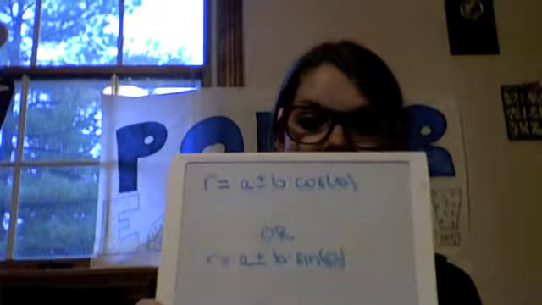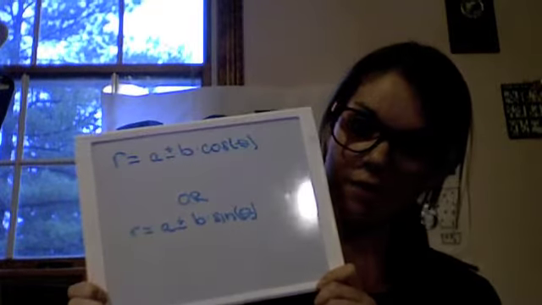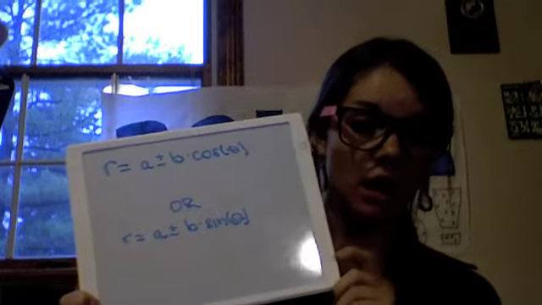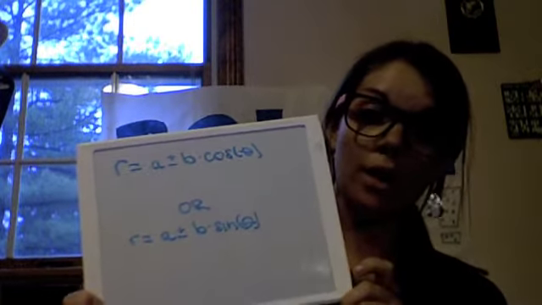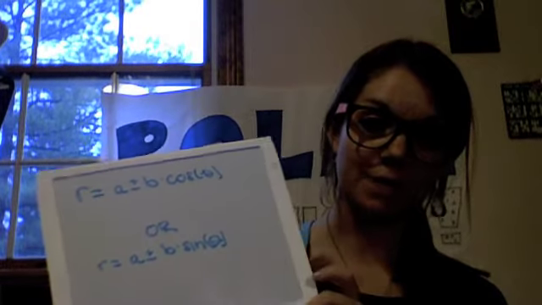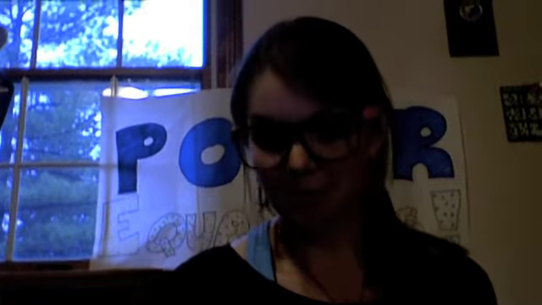Alright, so that was super fun, and now we're going to move on to limacons, right? And so these are the two basic equations that you're going to need to know that will be the tip-off that it's a limacon. So we have r equals a plus or minus b times cosine theta, or r equals a plus or minus b times sine theta. And so there's 4 different kinds of limacons, and this is how you tell them apart.